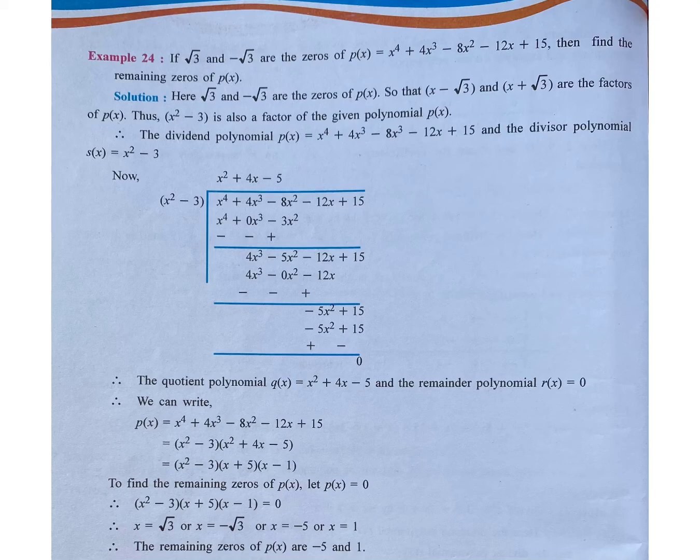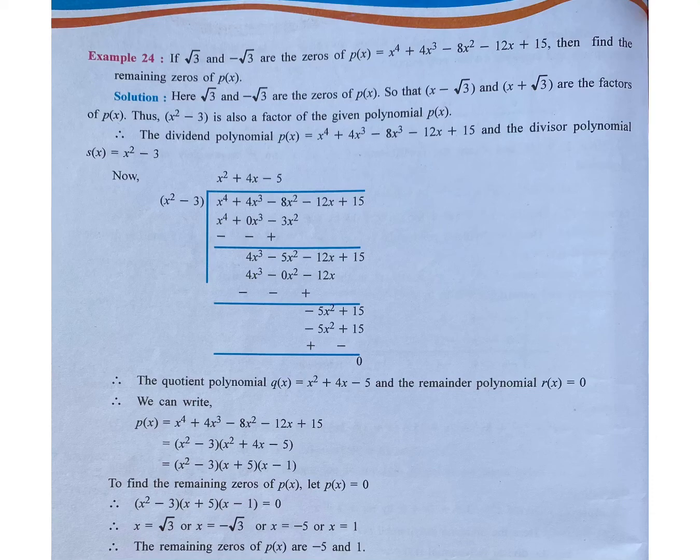On changing these signs and adding, we get x raised to 4 and minus x raised to 4 will get cancelled. 4x cube minus 0x cube is 4x cube, minus 8x square plus 3x square is minus 5x square. Now take out the remaining two terms in the downward. Now the next step is we have to divide 4x cube with x square. We'll get 4x, which is the second term of the quotient.